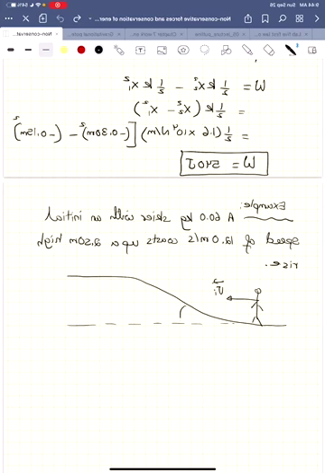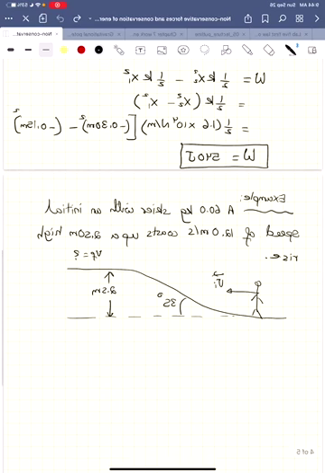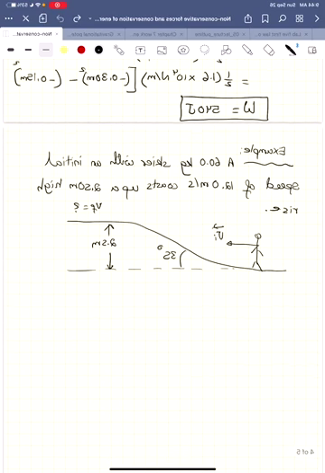Now the angle here is 35. This is 2.5 meters. And what is really V final here? We want to find her speed, her final speed at the top.